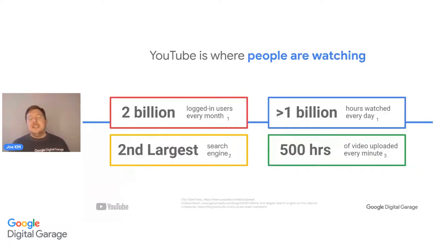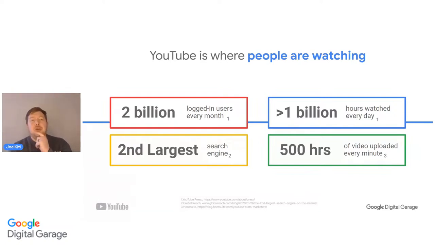So the first thing we need to ask when it comes to YouTube is, well, why be on YouTube? Where are people watching? So straight away, you've got to understand that this is the right place for you and the right place for your content. The reason for this is simple maths.